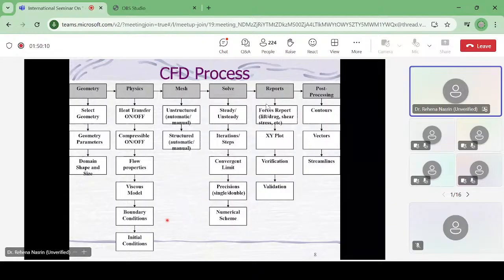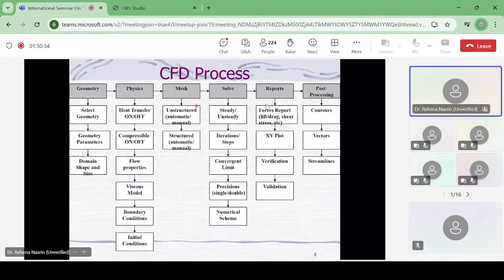And the CFD process, there are a few steps here. First of all, we have to choose a geometry, then geometry parameters, and its domain and size. Then we have to select physics, what type of physics we consider: heat transfer, whether it will be considered or not, or fluid flow, whether it will be considered or not. If fluid flow is considered, then we have to select flow properties, the model, boundary conditions, initial conditions, etc.